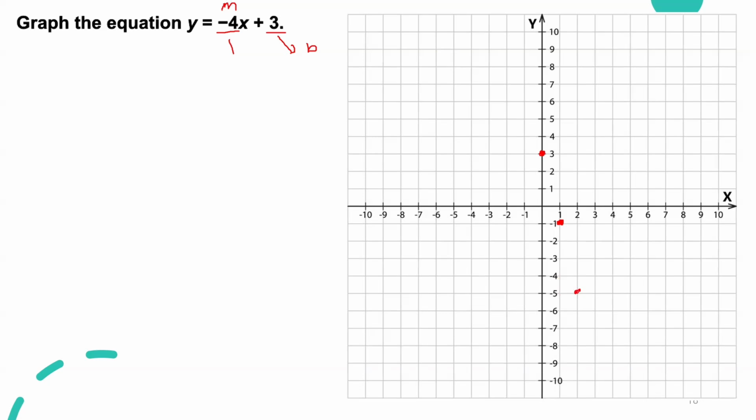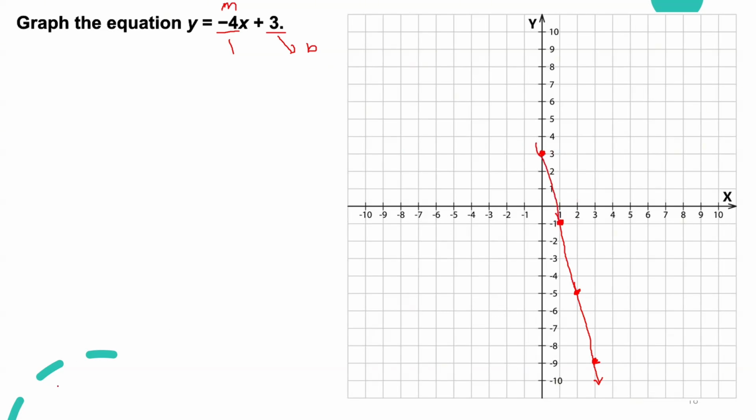So if I need another point again, I can go down 4 units. 1, 2, 3, 4. Then I go 1 unit to my right. All right, so right there I have 4 points. But you don't need 4 points. You need like 2. So once I plot all my points, I'm going to connect all my points using a straight line. As I said, I'm using my freehand. So it's not going to be straight as if you are using a ruler. So I draw a straight line to connect my points.